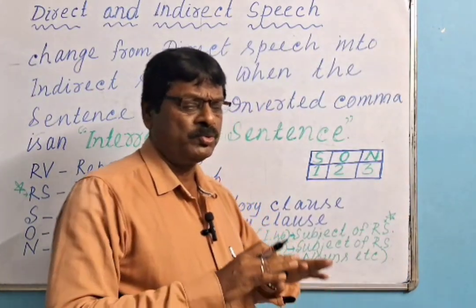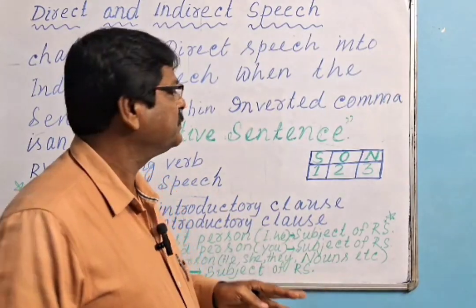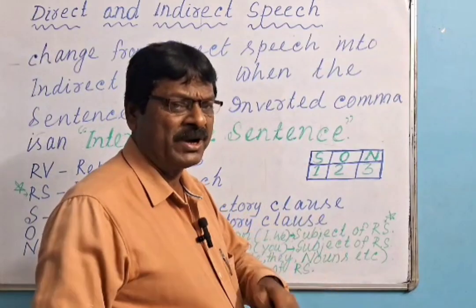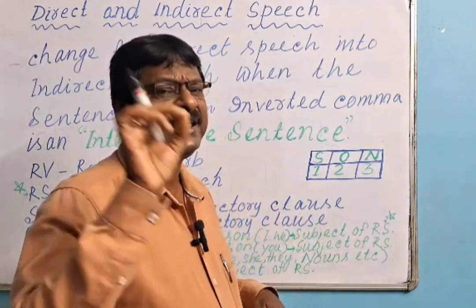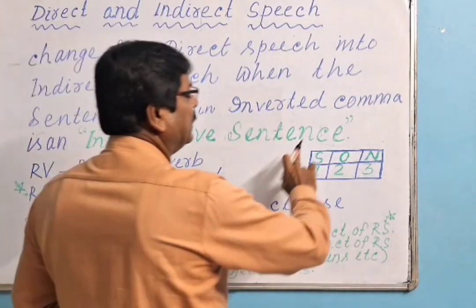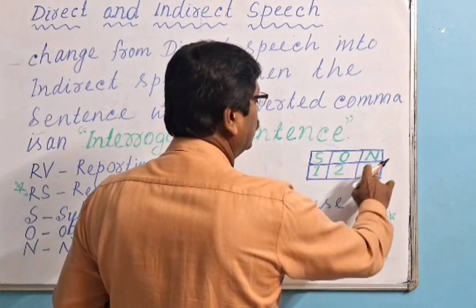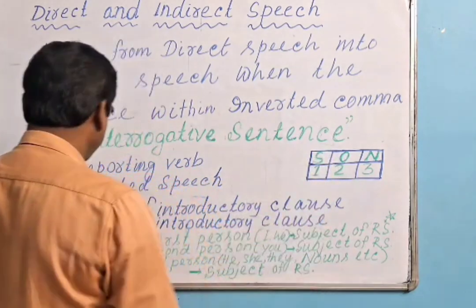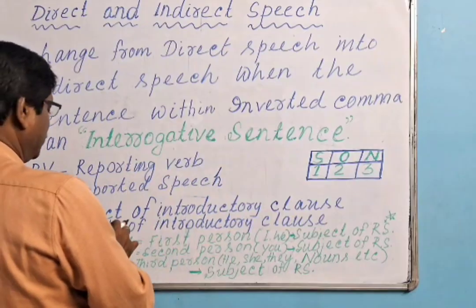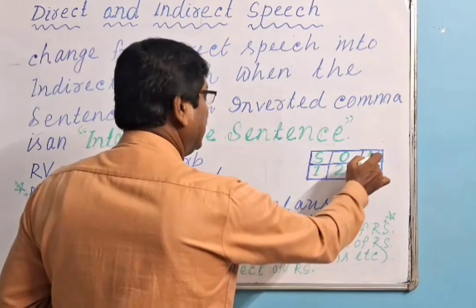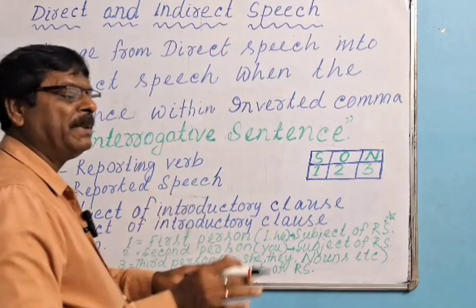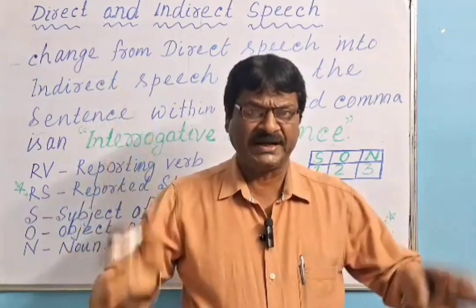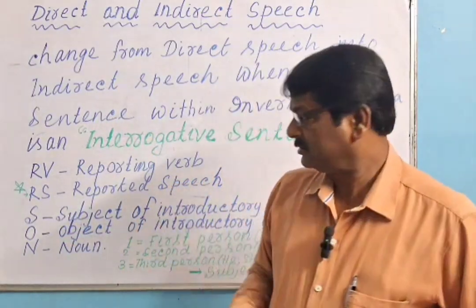And in order to change from direct speech to indirect speech smoothly, some formalities, rules, formulas, concepts, or tips are very essential. One of them is a formula that is SUN 1, 2, 3. S stands for subject of introductory clause. O stands for object of introductory clause. N stands for noun or it may be pronoun. It is the subject of the sentence which is within inverted comma or quotation mark.